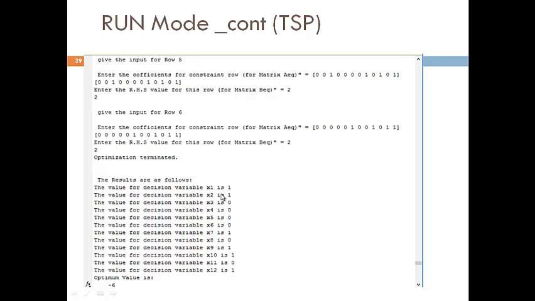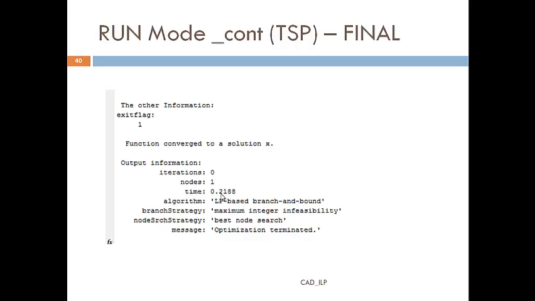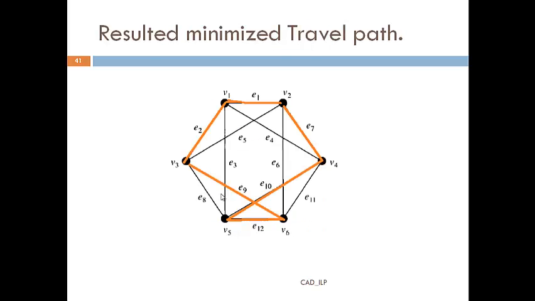It shows the decision variable values where 1 means it is on, 0 means it is off. That means if it is 0, that edge will not come for the optimum value. That is, it is not the optimum path where the traveling salesman can travel. Okay. Now I have just colored the path which was highlighted by the result of the program.